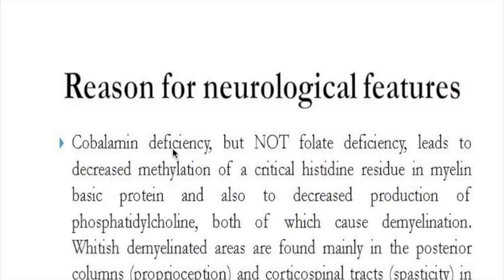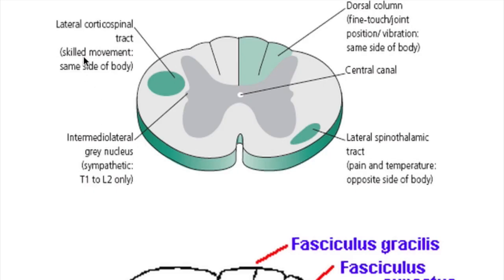Cobalamin deficiency leads to decreased methylation of critical histidine residue in myelin basic protein, and also leads to decreased production of phosphatidylcholine, both of which cause demyelination. Whitish demyelinated areas are found mainly in the posterior columns and in the lateral corticospinal tract. So a disorder that affects the myelin sheath affects the white matter of the spinal cord and spares the H-shaped zone of the gray matter.